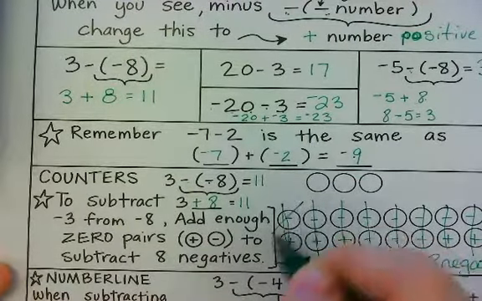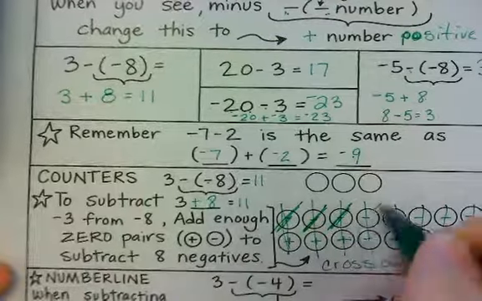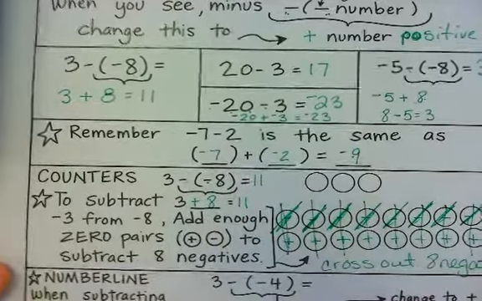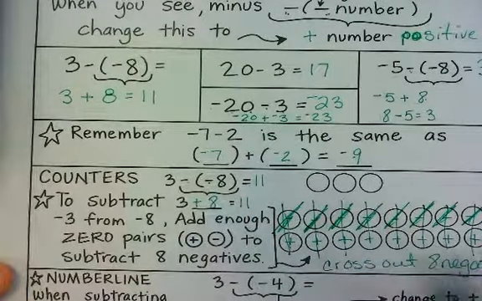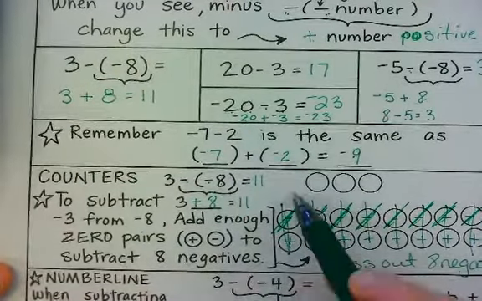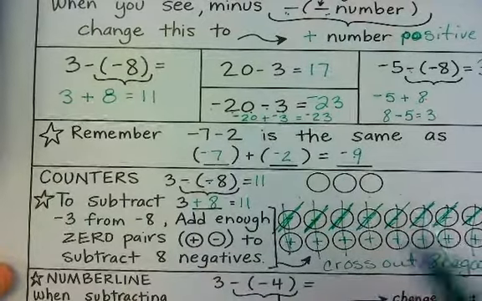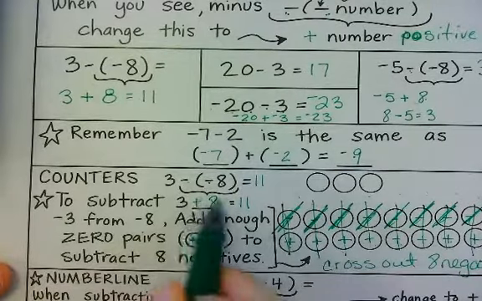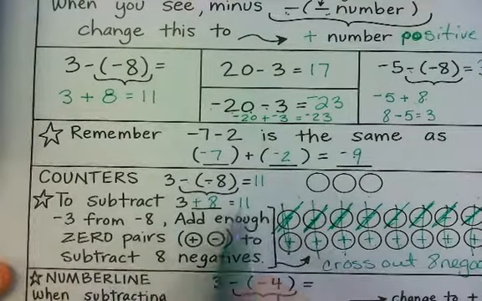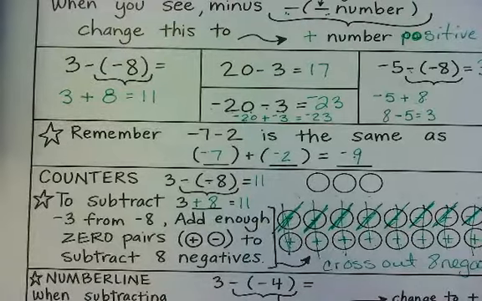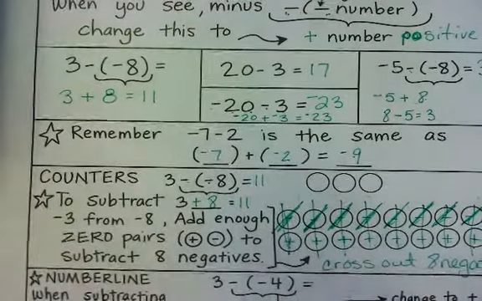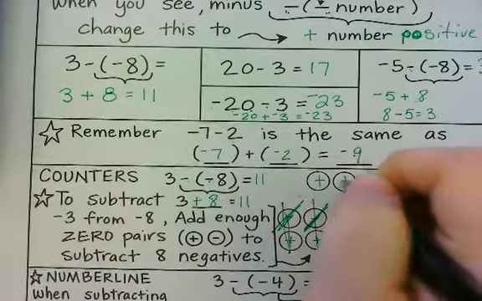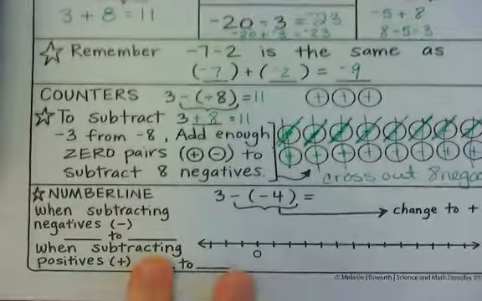Because we're subtracting away 8 negatives, we want to take 8 negatives away. And that left us with 8 positives, because we got to make those zero pairs. And now we have 8 positives left over, plus the 3 we had. There we go. Oh, I forgot the 3 we had to start with.